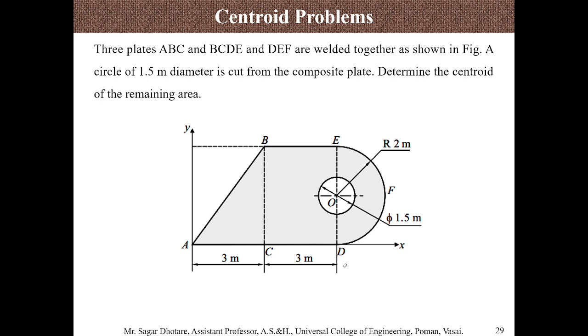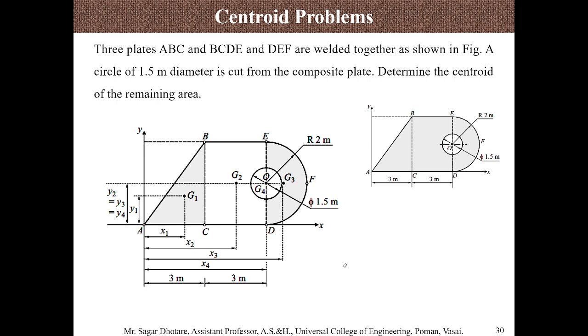to get this profile. Now let us consider: we can easily use triangle ABC. Then there is a rectangle, that is BCDE. Then there is a semicircle, that is the EFD semicircle. Then there is one circle which is to be removed. Rather than removing half, you can directly remove that circle area from the whole geometry. So let's move further.